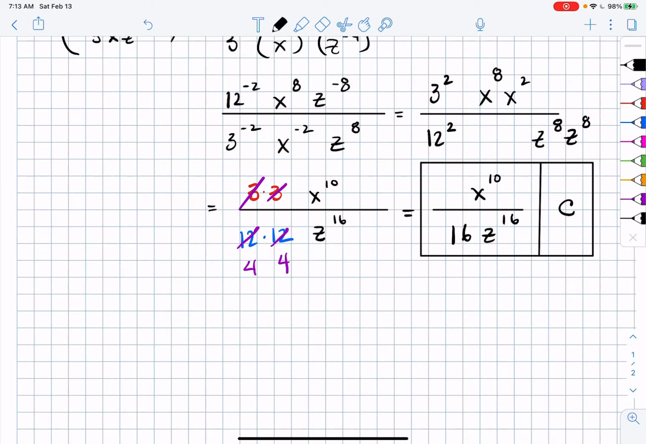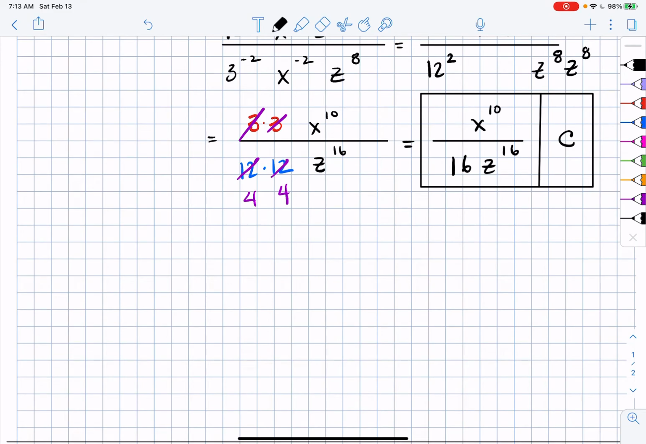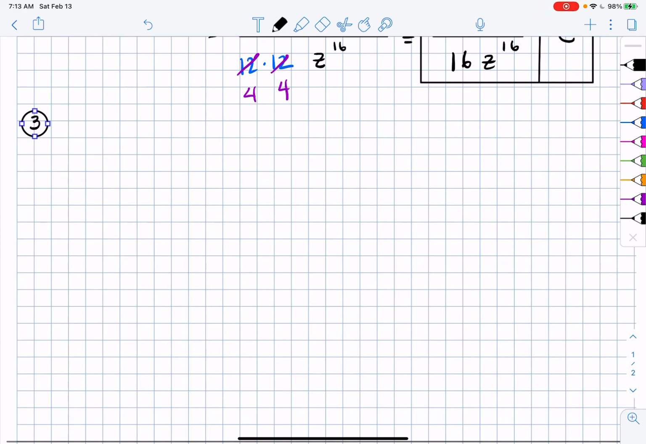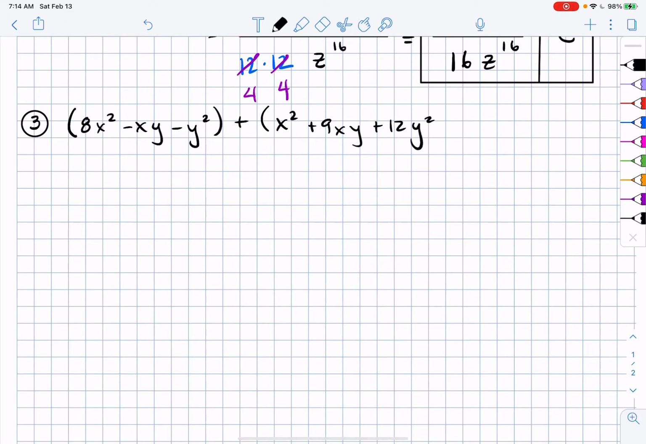All right, on to number 3. Okay, number 3 says 8x squared minus xy minus y squared plus x squared plus 9xy plus 12y squared. Okay, so since this is adding, it's nice and easy. I just basically stack the 2 together here.